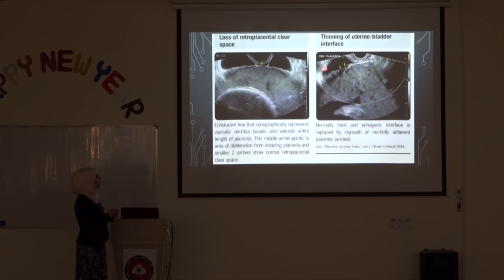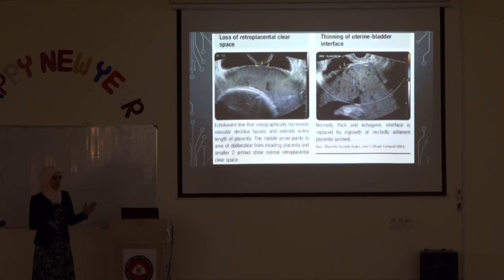This is the placenta and this is the urinary bladder. There is an interface between the urinary bladder and the placenta, and we can see it as this echogenic line. This thick echogenic line here is normal, but here is a thin echogenic line. So thinning of this echogenic line, which separates the urinary bladder and the uterus, is a sign of invasion of the placenta.